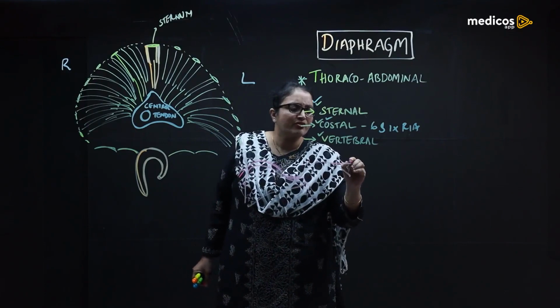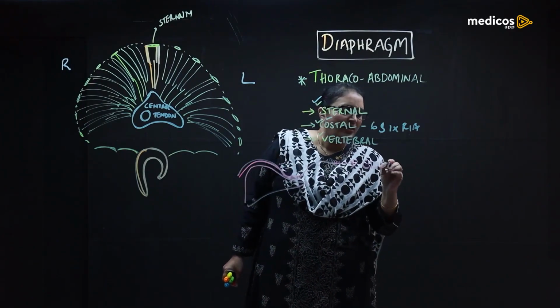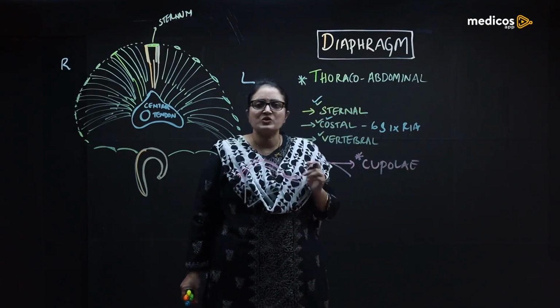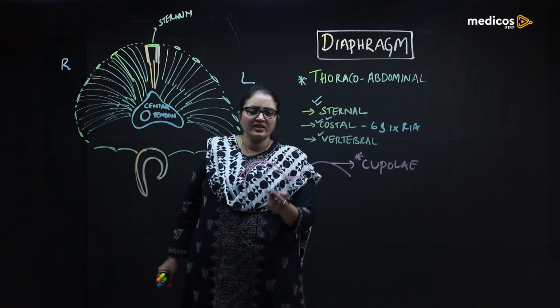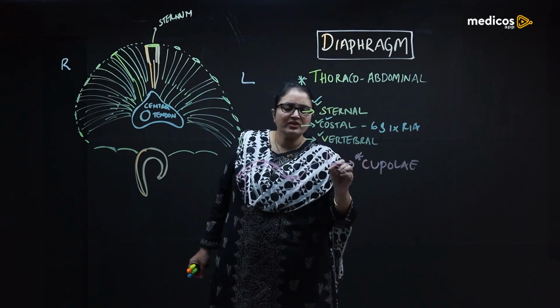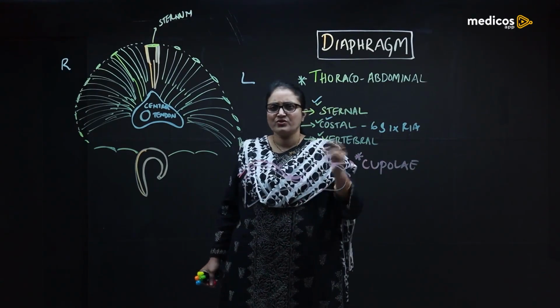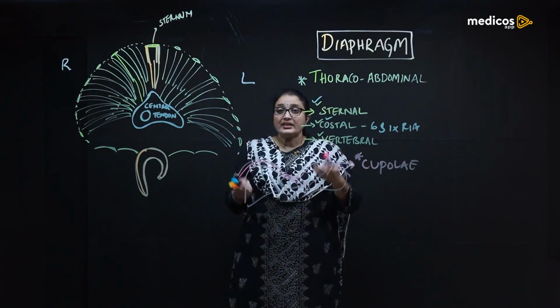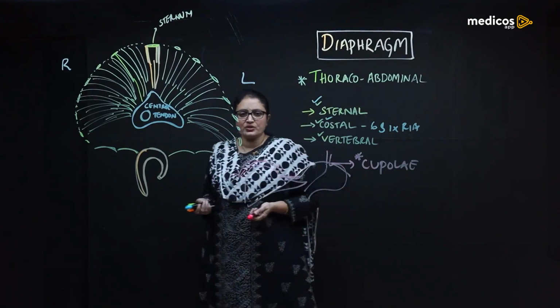Usually these domes are referred to as cupulae, and you can pronounce it any way. The right cupula is higher up due to the location of the liver. Just beneath the left dome you have the stomach, and in X-rays you can see the fundic gas shadow.